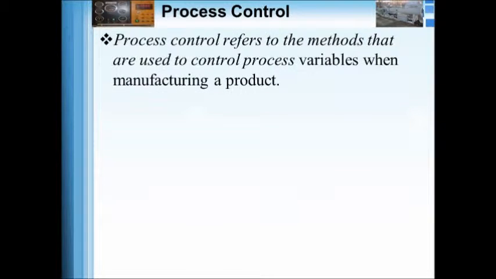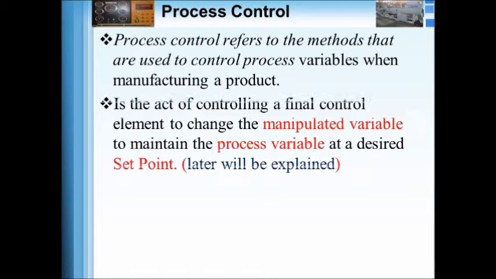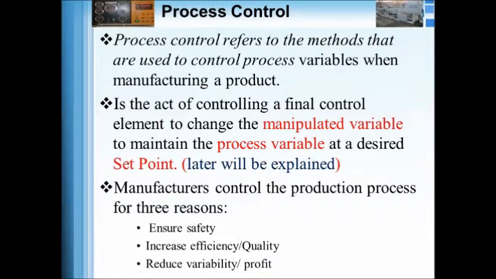Process control. Process control refers to the methods that are used to control process variables when manufacturing a product. It is the act of controlling a final control element to change the manipulated variable to maintain the process variable at the desired set point. Manufacturers control the production process for three reasons: ensure safety, increase efficiency, and reduce variability.